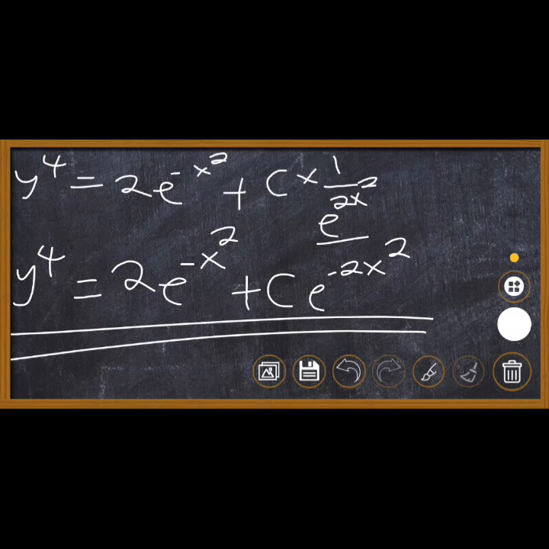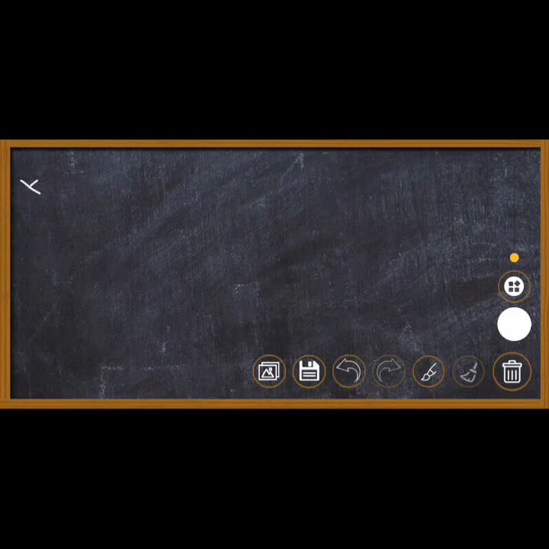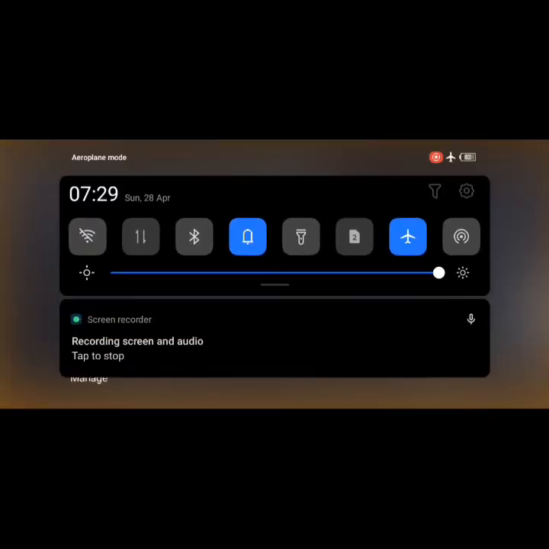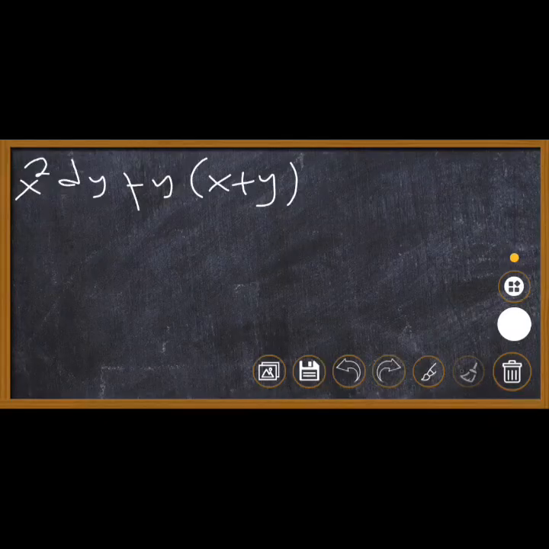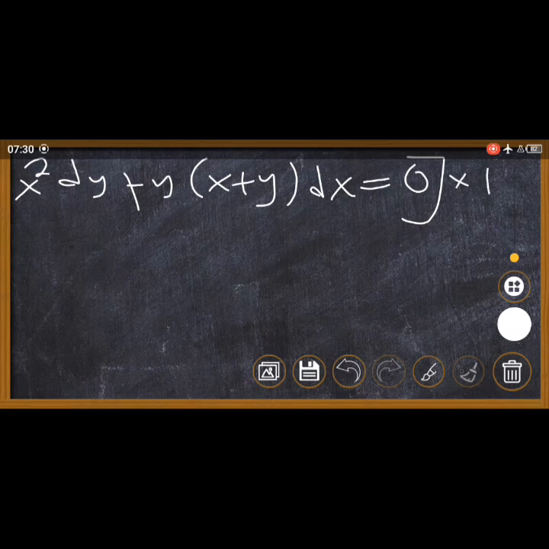Let's look at one more last example so that we can understand further. Let's say you have x squared dy, then plus, let me just write that properly, plus y, then x added to y, dx, sorry for that, equal to 0. When we have such an expression, how can we go about it? The first step here is to divide by dx so that you can have a differential equation. So let's simply multiply this by 1 over dx.